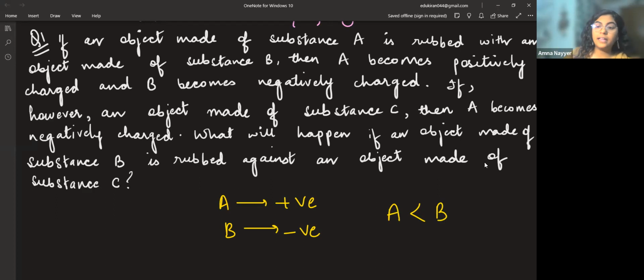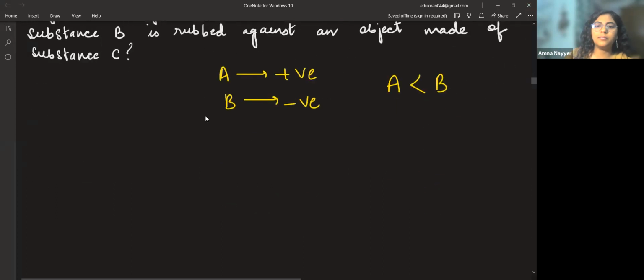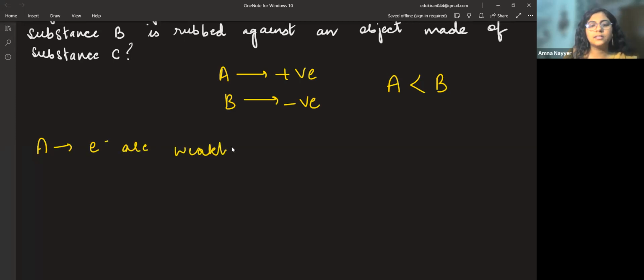How do we conclude this fact? This is through the concept of charging by friction. This is the one line where your charging by friction concept is involved. So electrons are weakly bonded in A than B. This is the reason.